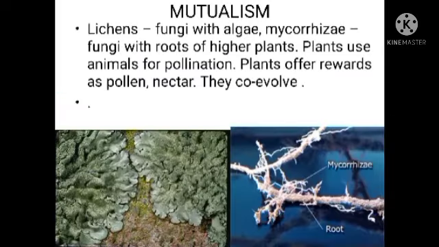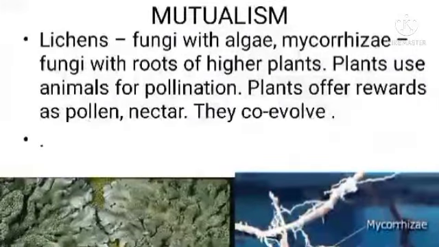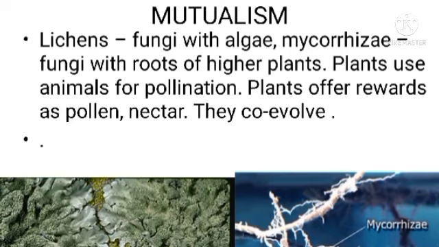Now next we will see about mutualism. So what is mutualism? Mutualism is a type of interaction in which two species live together and both the species are benefited from each other. Actually, it is a positive interaction in which both the interacting species favor the growth and survival of each other so that both the species are benefited.